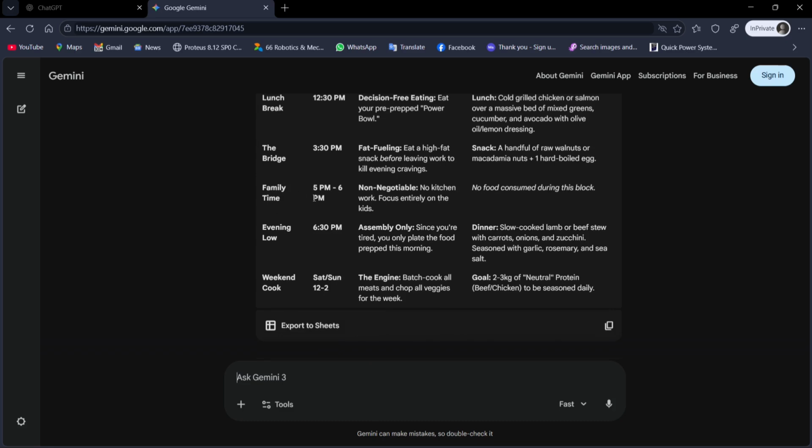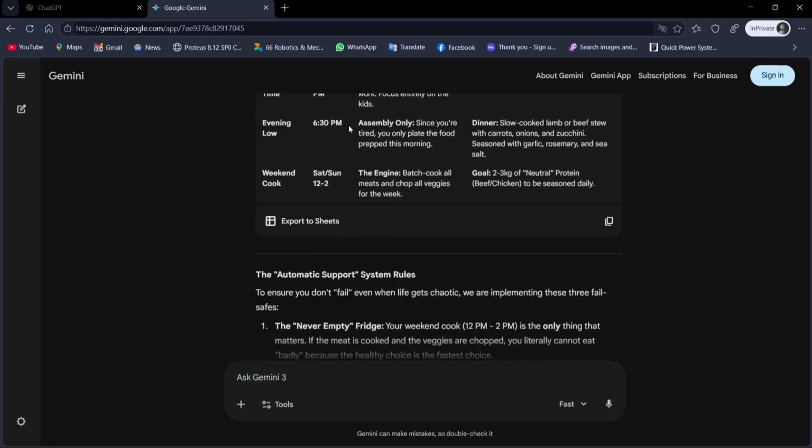Then we have family time, 5 to 6 p.m. Non-negotiables: no kitchen work, focus entirely on the kids, no food consumed during this block. Then at 6:30, assembly only. Since you're tired, you only plate the food prepared this morning: slow cooked lamb or beef stew with carrots or zucchini, or maybe you just take what you cooked over the weekend, put it in the microwave, and you're good to go. Then the weekend engine: batch cook all meals, chop all vegetables, and cook 2 to 3 kilograms of natural proteins to be seasoned daily.